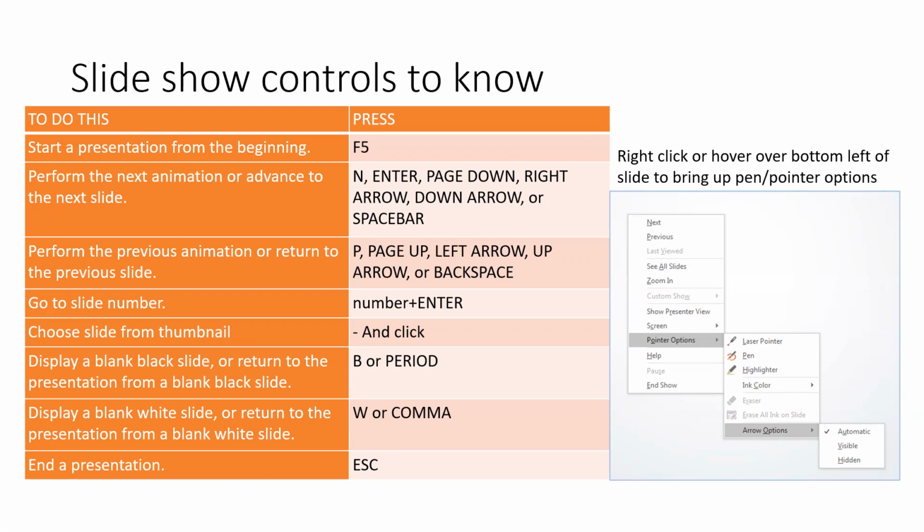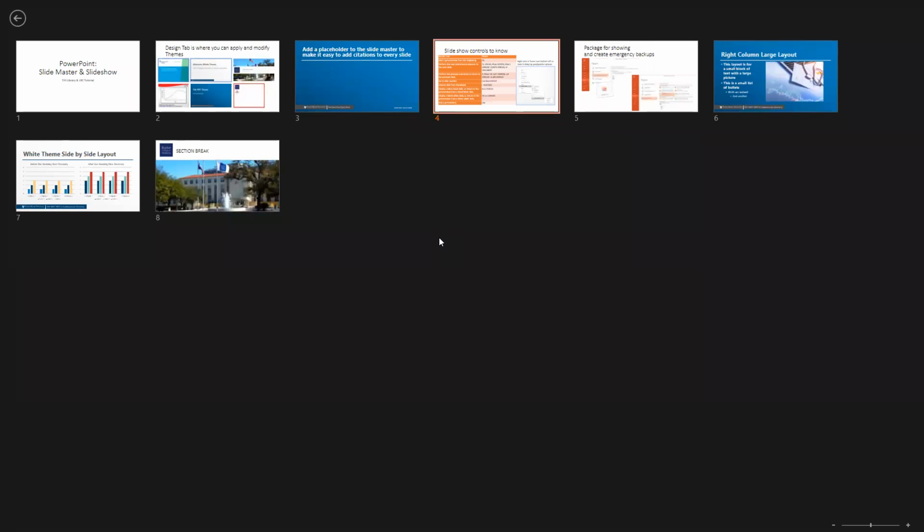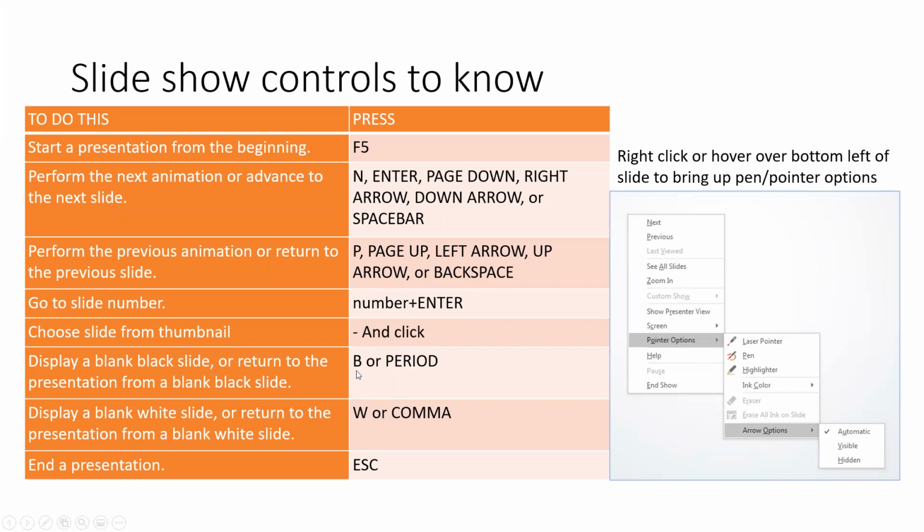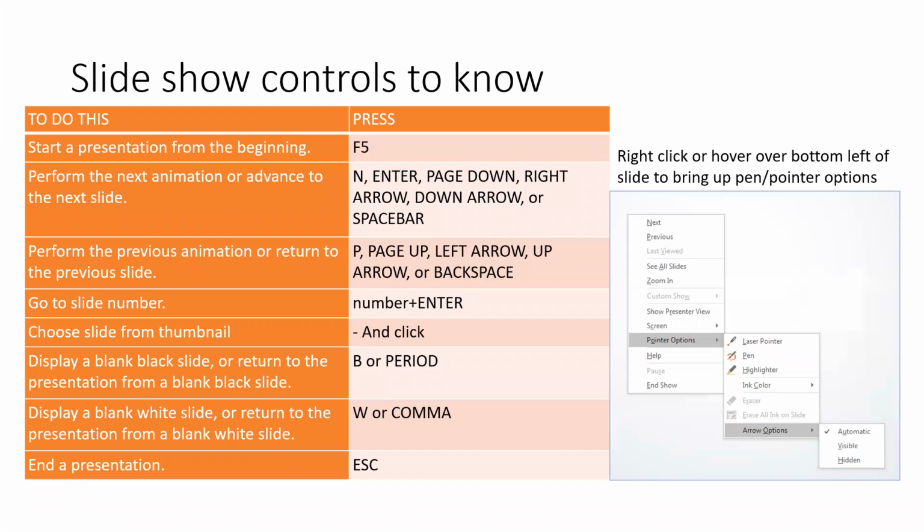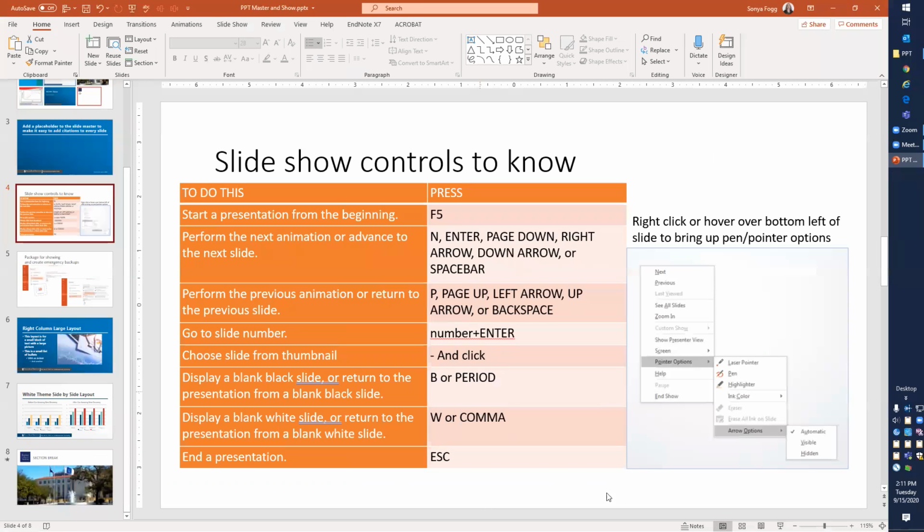If you want to look at a thumbnail of the different slides and pick that way, you can hit the minus key or the hyphen and choose the slide that you want to go to from there. If you want to go to a blank slide, you push B and then escape to return, W for white or comma, escape to come back. And if we want to end the presentation, get out of presentation mode, you hit escape and we're back in editing mode.